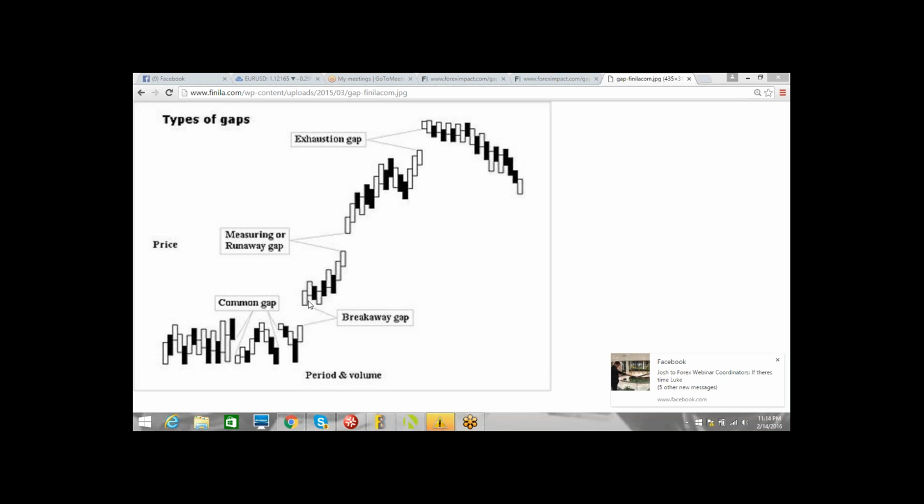And then the continuation gap occurs in an already existing trend and suggests a continuation of that trend. As you know, that's really, really simple and easy to see.